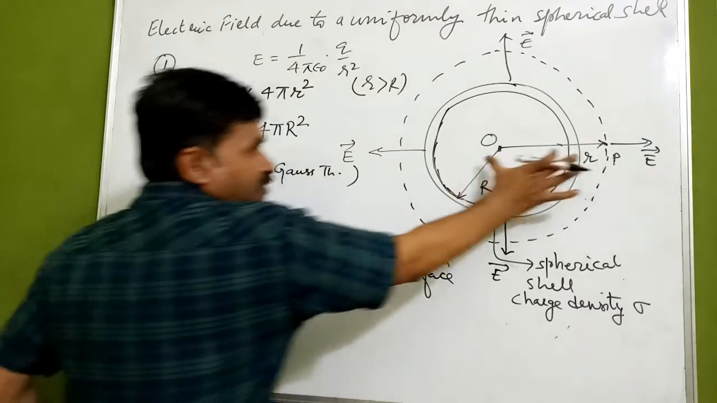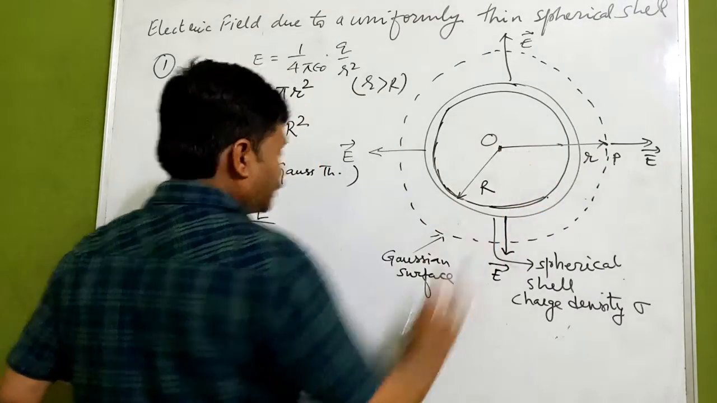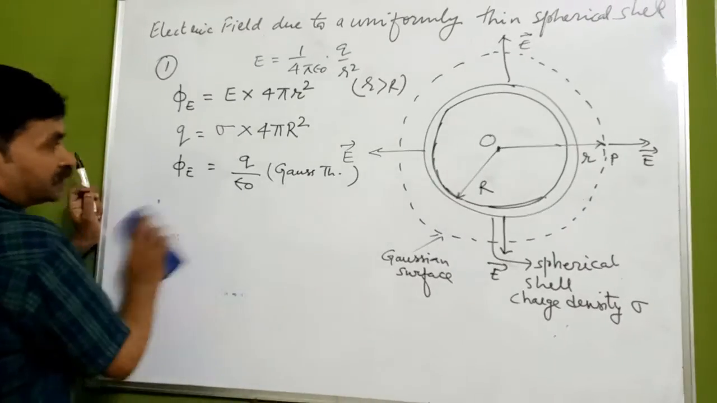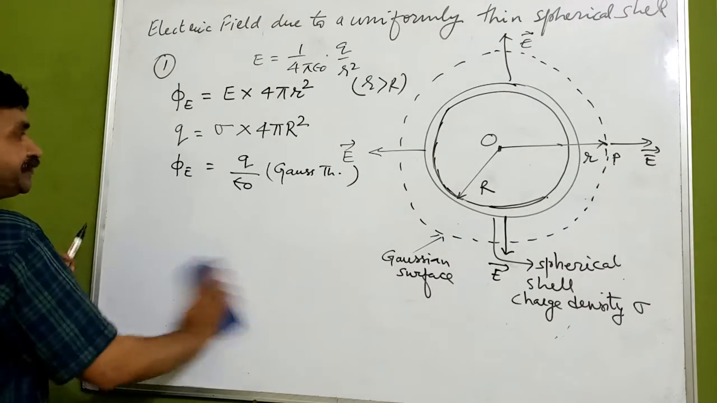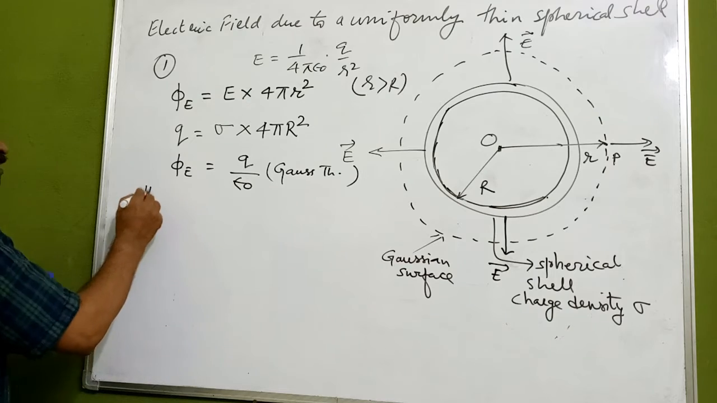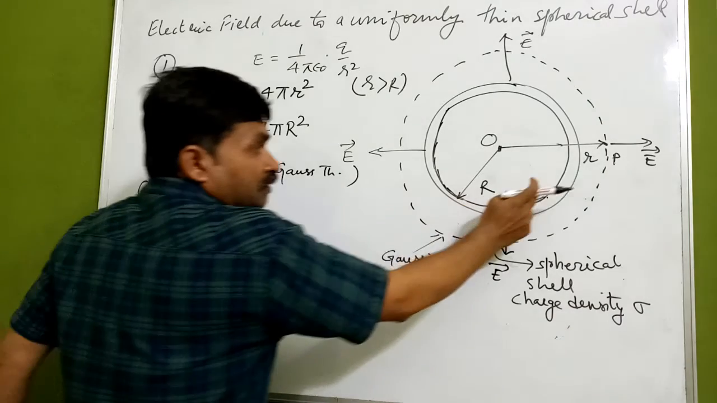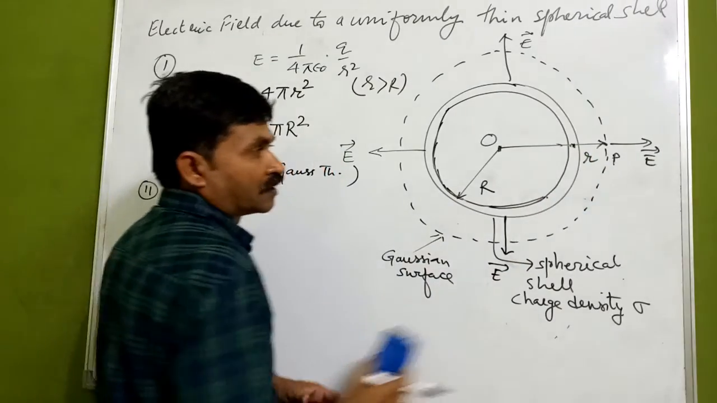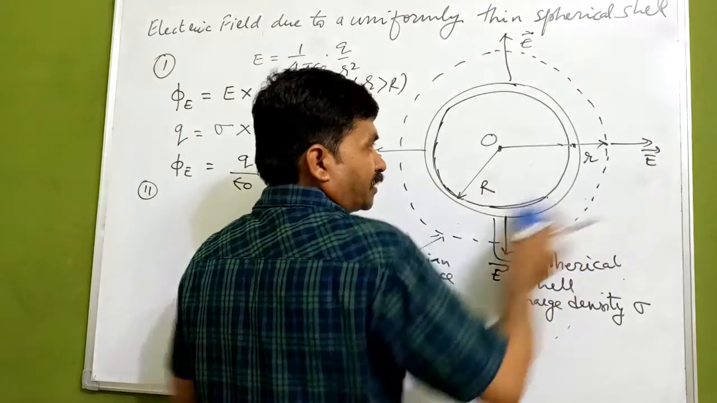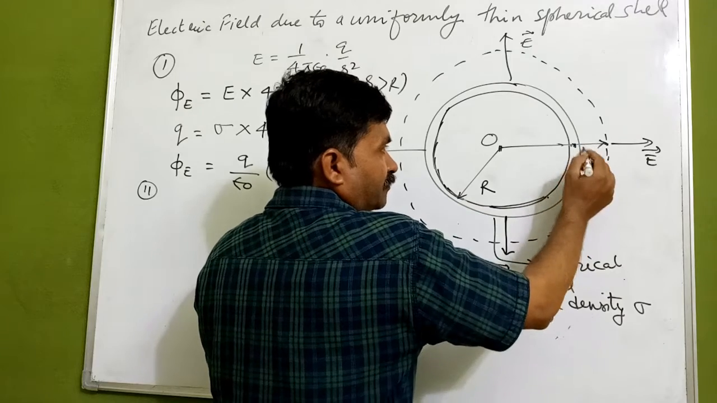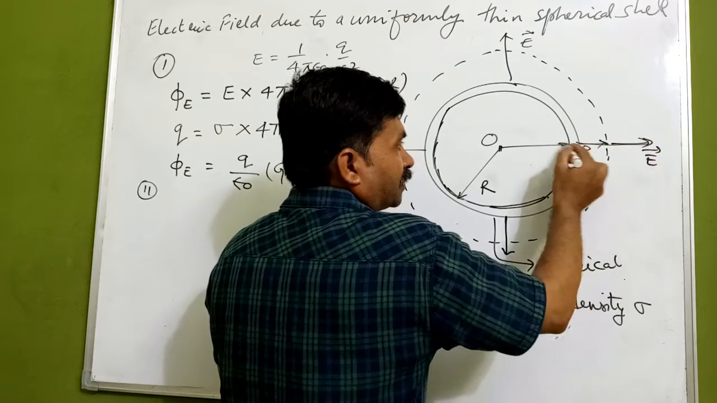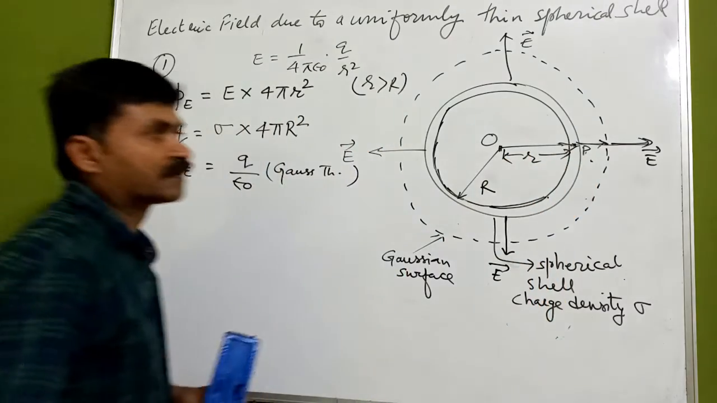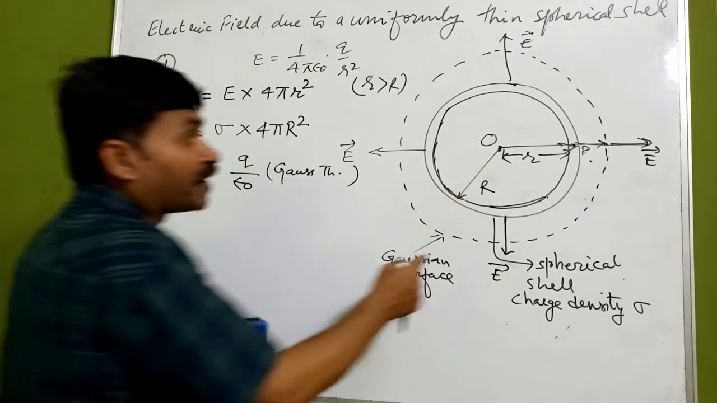R is greater than R. The value of R is greater than this radius. So what we are having in the next case, now we are assuming the second case. Now we are taking this point P here, on the Gaussian surface. The electric field is in this direction, and the distance we have taken is R at the thin spherical shell itself.